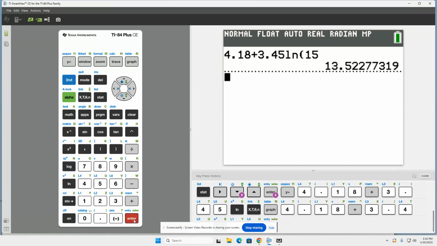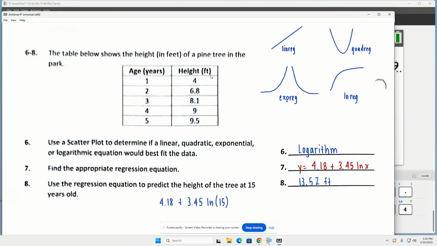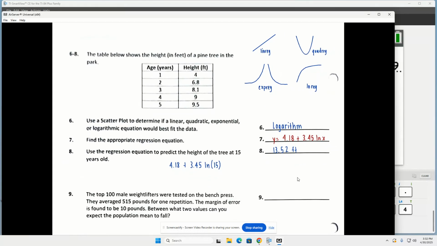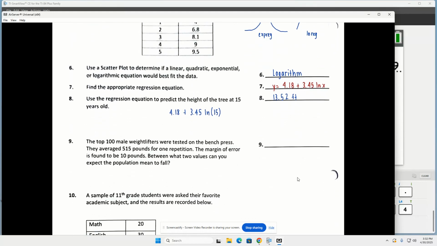And the predicted height is going to be 13.52 feet, I assume. Let's go back and look. Yeah, it says in feet. So, height in feet, 13.52. And that's it. That's how you do it. Okay? Very simple. All right, let's read number 9.